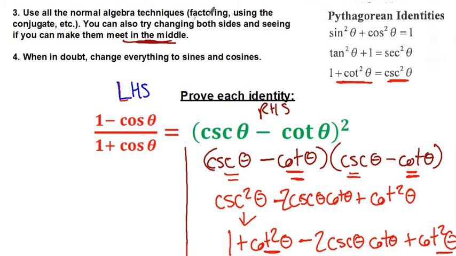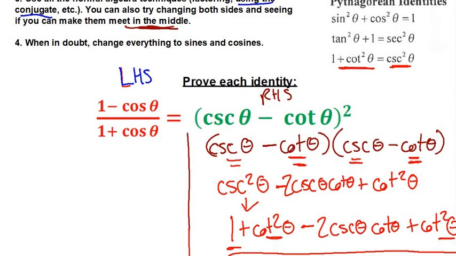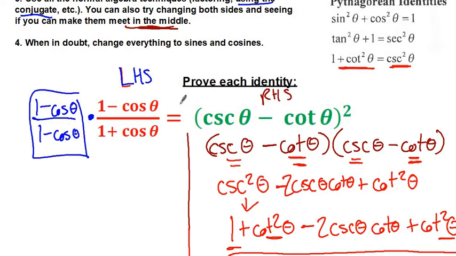The other thing that strategy number 3 says is use all the normal algebra techniques, and they talk about using the conjugate. Here's where we would use the conjugate, and I'll tell you why. The conjugate is always based on the bottom of the fraction. The conjugate of 1 plus cosine is 1 minus cosine. We're going to multiply the top and the bottom by that. First of all, this whole thing is equal to 1, because anything divided by itself is 1. You're allowed to multiply something by 1 because multiplying by 1 doesn't change the value.